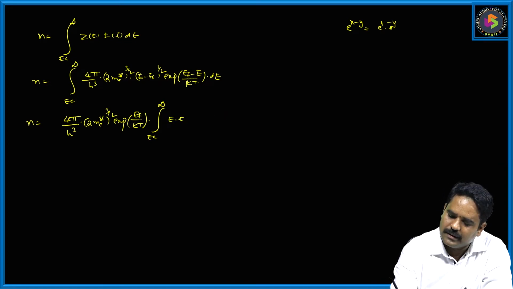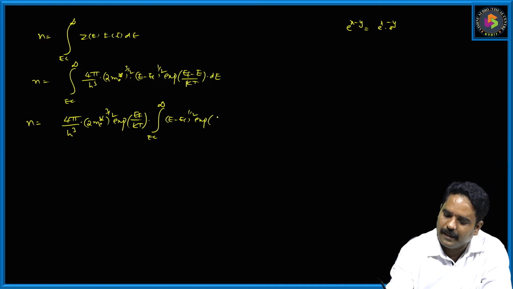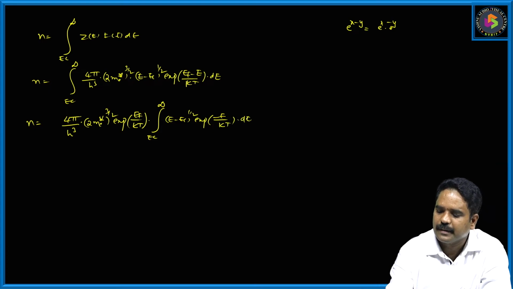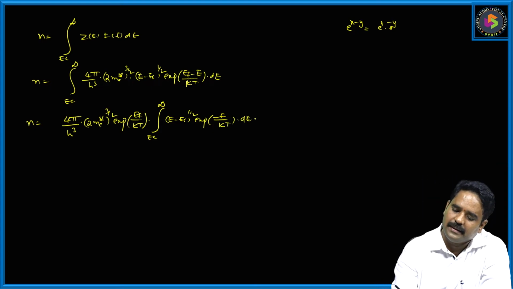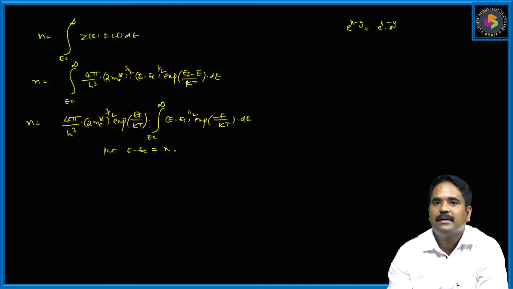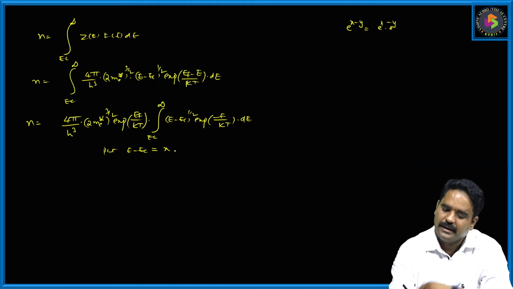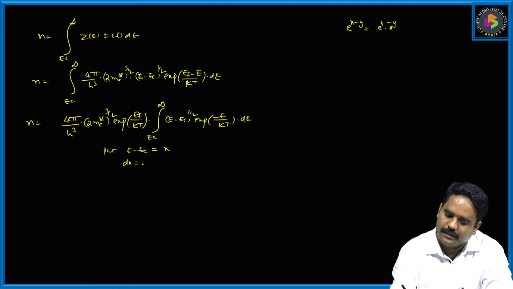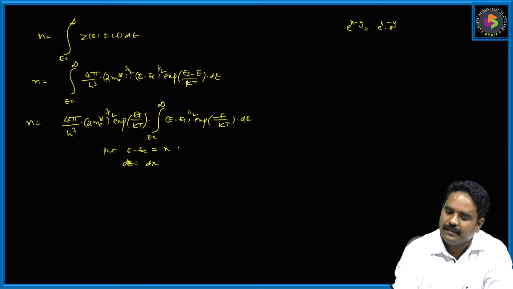So (E - Ec) to the power of 1/2 exponential of minus E by kT dE. To solve this integral, put E minus Ec equals x. Now differentiating on both sides, dE equals dx. From this, E equals x plus Ec.